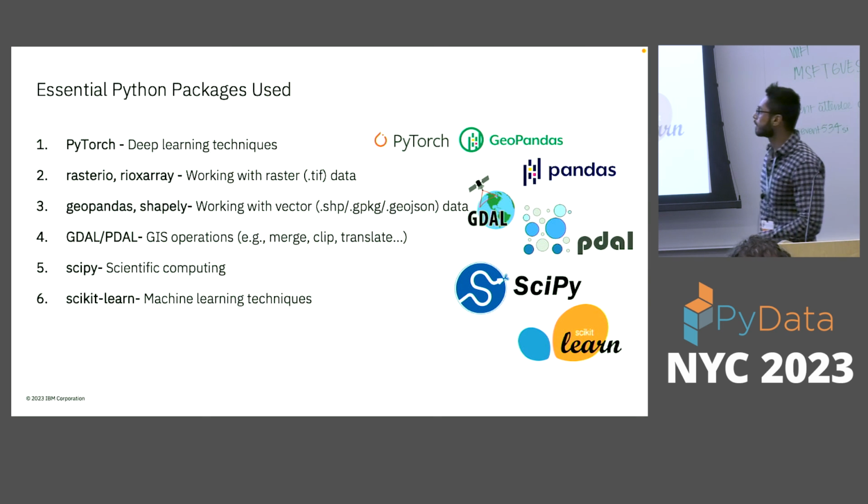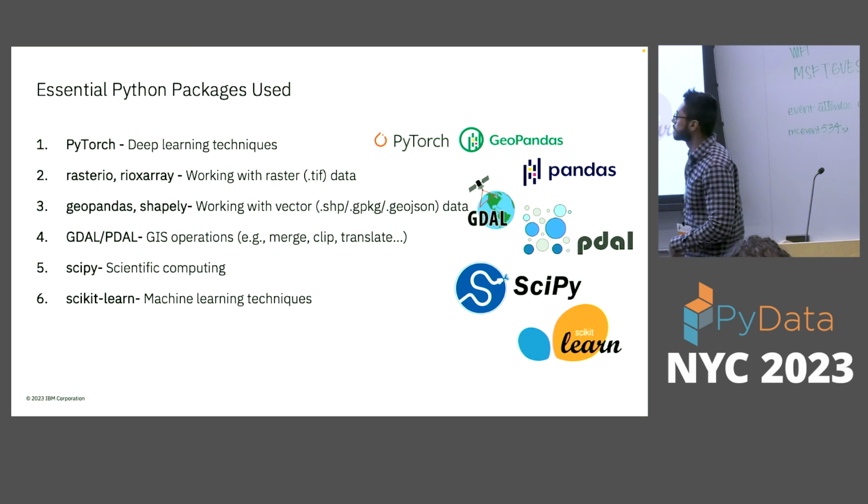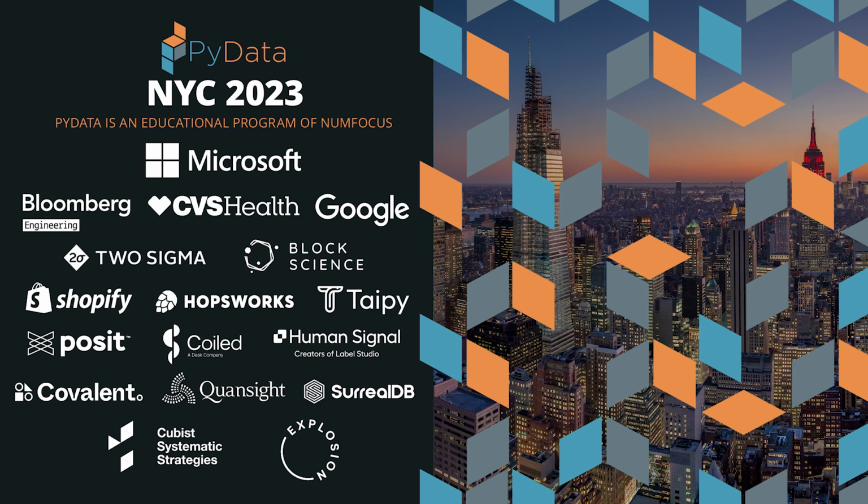Just talking a little bit about the Python packages that we use. As I mentioned earlier, most of the coding is done in PyTorch. We use geospatial packages because we work with geospatial data. So we have rasterio and GeoXarray to work with TIFF data, which is the raster data. And then we have GeoPandas to work with the vector data. And then we have GDAL to manipulate all this data, right? And then we have SciPy for all kinds of scientific computing, and scikit-learn for any kinds of machine learning techniques.